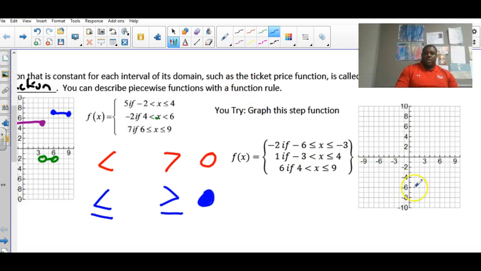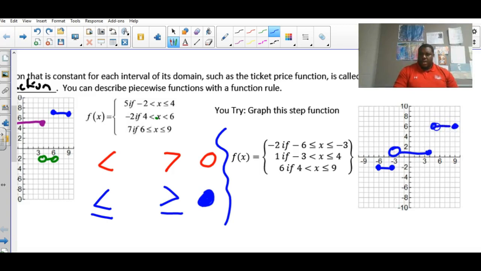So here's the you try. You guys try that. I'm going to slap the answers up here, so make sure you try it. For the function -2, it is between -6 and -3, closed circles again because of the equal to signs. Then you have 1, where the function is 1, from -3, open circle. That's an open circle, guys, sorry about that. To 4, closed circle because it's equal to. And then we have 6. The function equals 6 from 4 to 9.